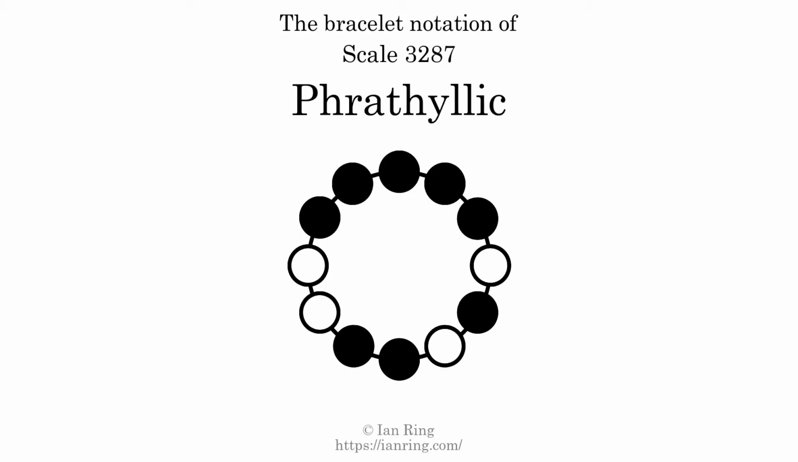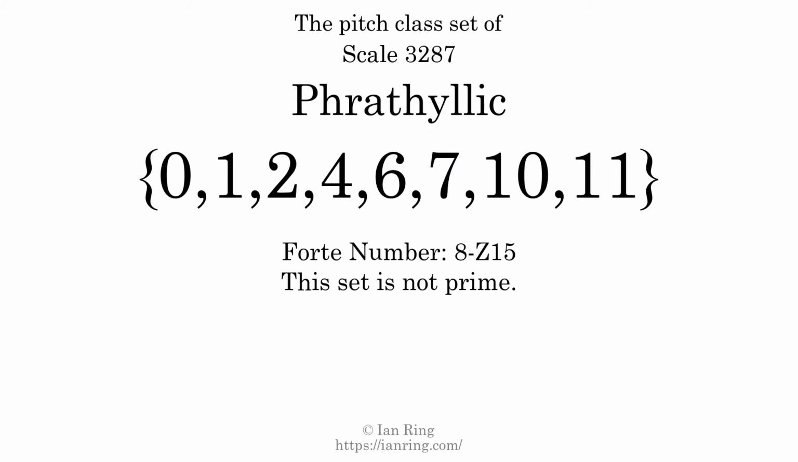This is a bracelet notation diagram of scale 3287. The shaded circles represent tones that appear in the scale, and they are read clockwise, starting at the top. The pitch class set for this scale is 0, 1, 2, 4, 6, 7, 10, 11. The Fort class is 8Z15. This set is not prime.